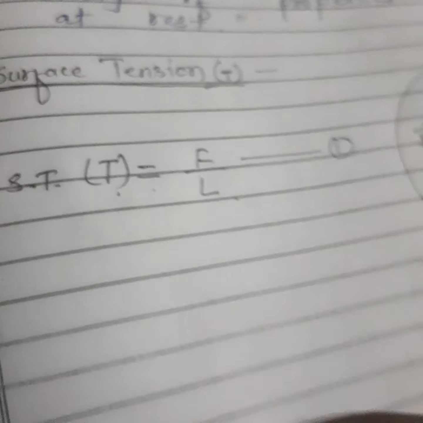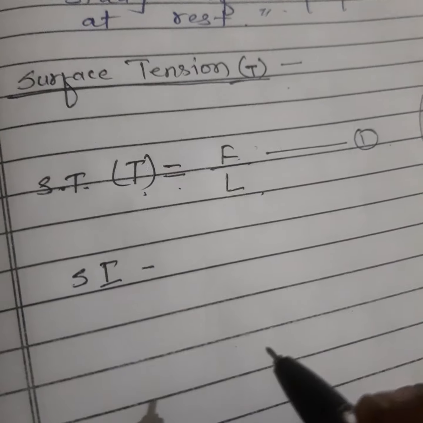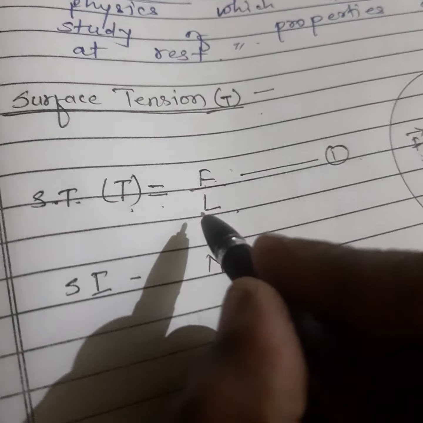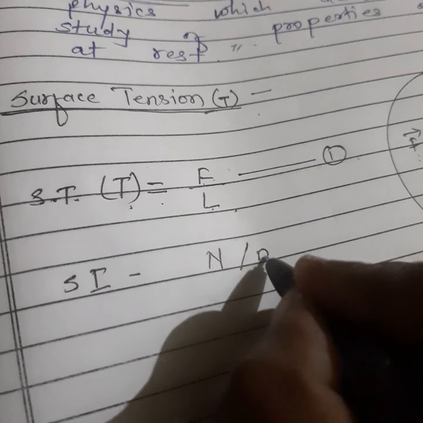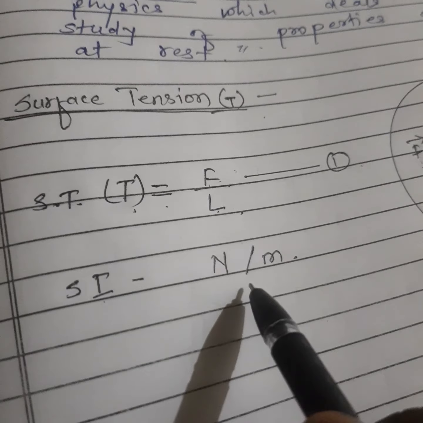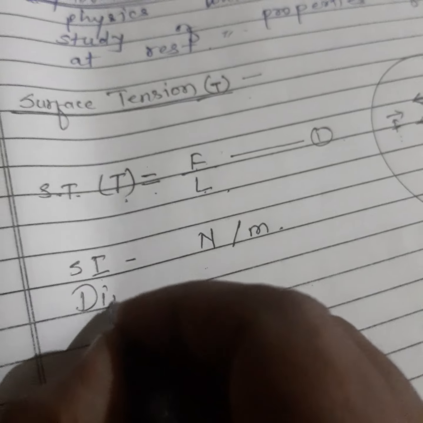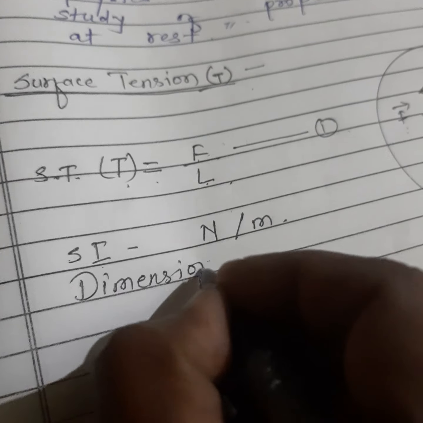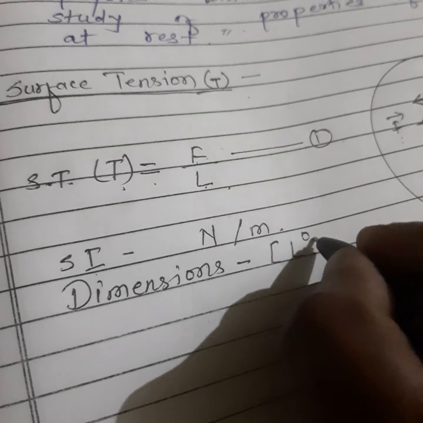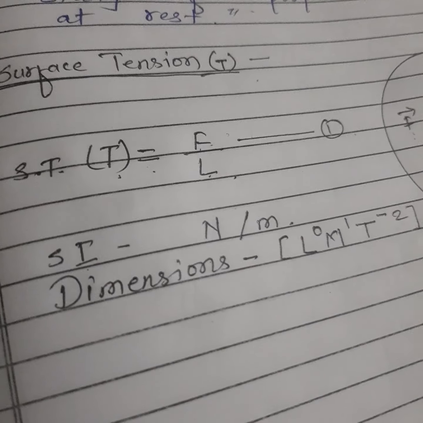From this formula, we can state the SI unit of surface tension. SI unit of force is Newton and SI unit of length is meter. Like this, SI unit of surface tension is Newton per meter. And by calculating dimensions, we get the dimensions for surface tension as L0, M1 and T minus 2.